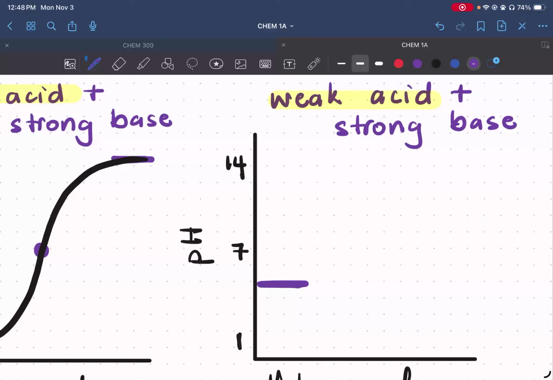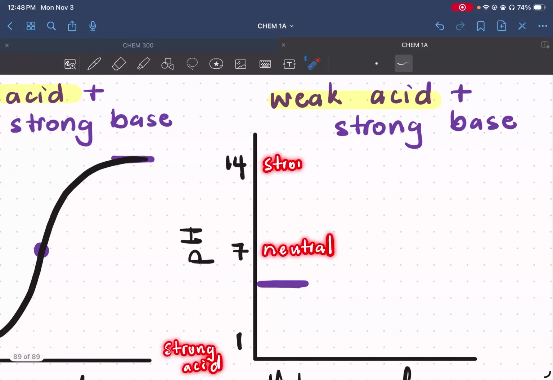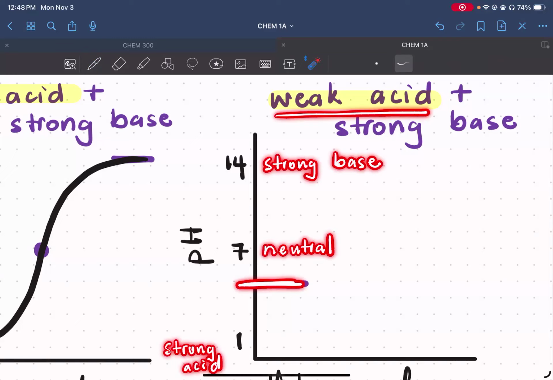Remember, according to the pH scale, a pH of 1 is our incredibly strong acid. A pH of 7 is that neutral species. And a pH of 14 is our very strong base. So our weak acid will probably be somewhere between 1 and 7.